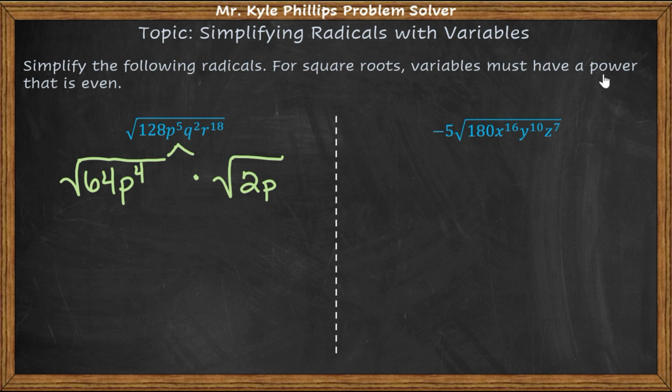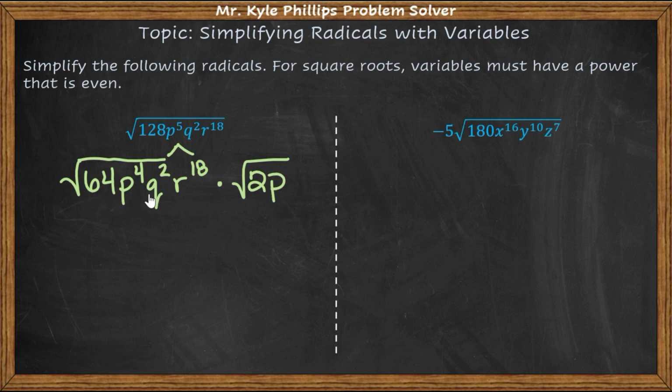So remember, we're paying attention to this rule. The powers must be even. Now I have an even power. And over here, there's everything that's left. So q squared, is 2 even? Yes, it is. So I can leave this as q squared, r to the 18, okay? Let me erase and rewrite this. So this is going to be r to the 18, and then over here, I can rewrite 2p.